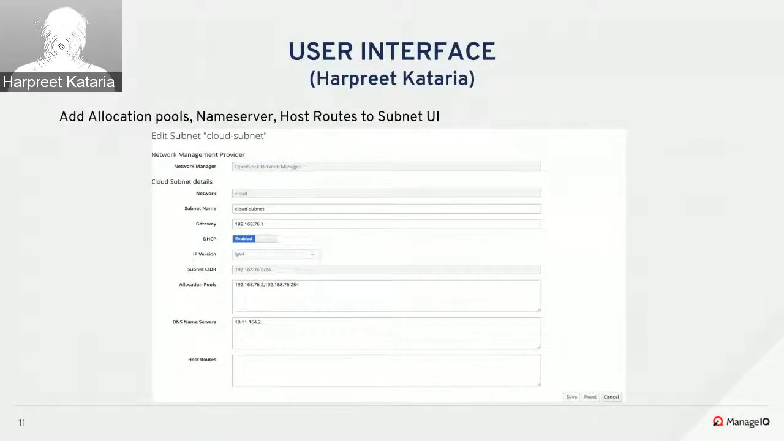On the subnet add edit form allocation pools, DNS server and host routes fields were added. These were already present on the detail screen, but were just missing from the form. So as you can see, the last 3 fields on this screenshot, those were added. Next slide, please.